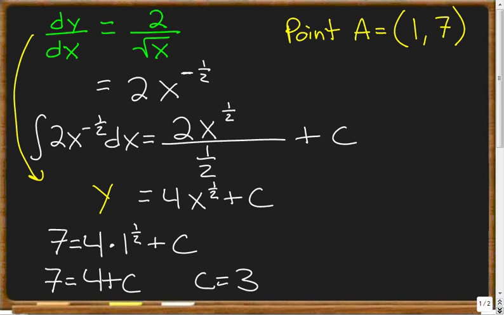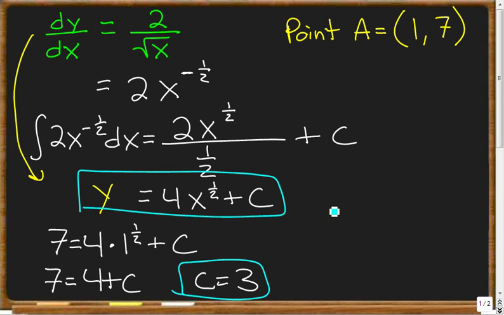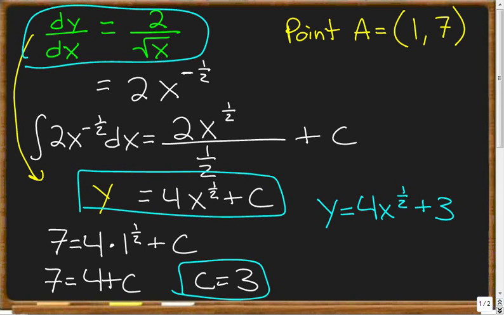When we put all of this information together, we know that our equation is y equals 4x to the 1/2 plus 3. That is the only function that has both these properties: its derivative is 2 over the square root of x, and it also contains the point (1, 7).